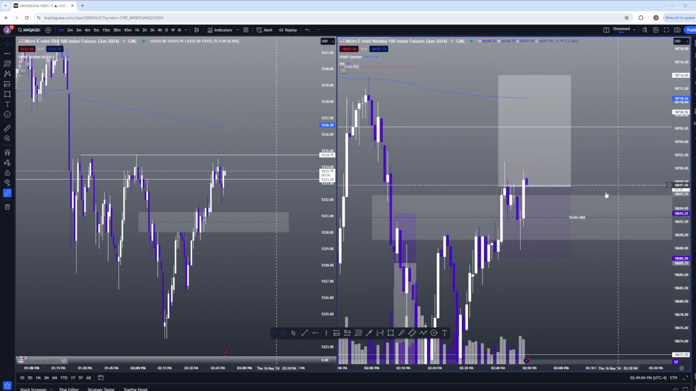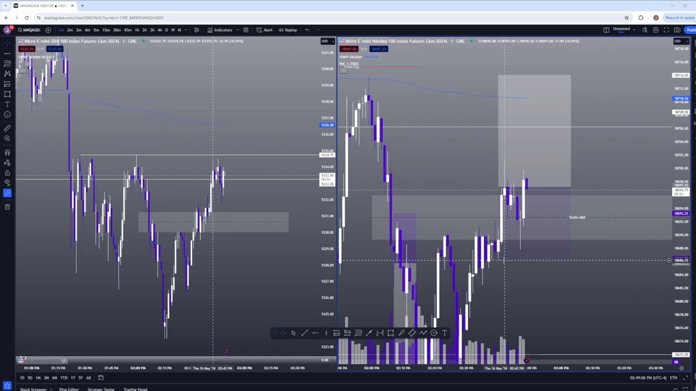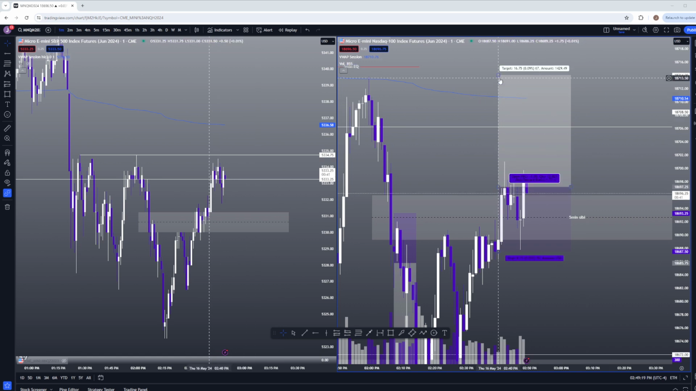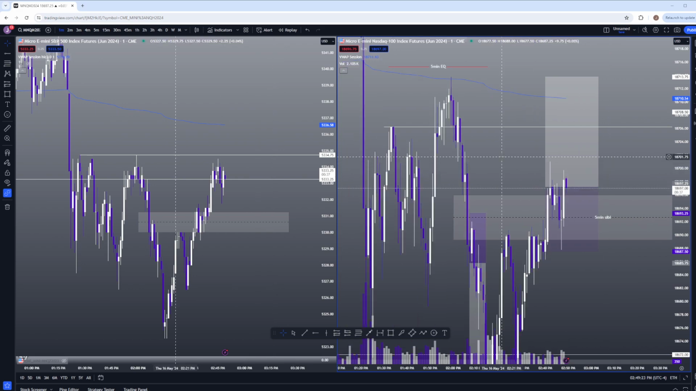I do like that. That candle is pretty nice. So what I'm going to do is move my stop now to that low, about 39 ticks, at 18,687.50. And now we'll see if we can get that follow through. See if we can come up to these highs and try to take out these highs here.